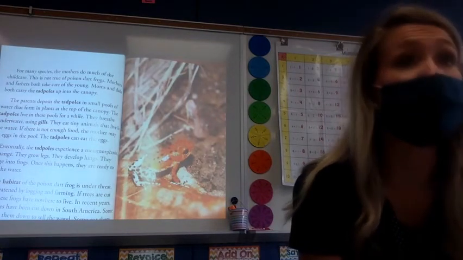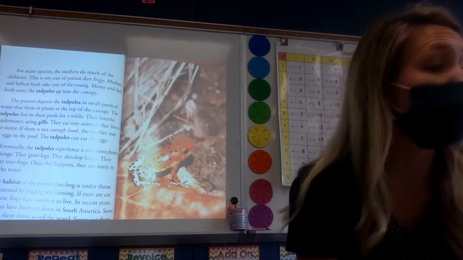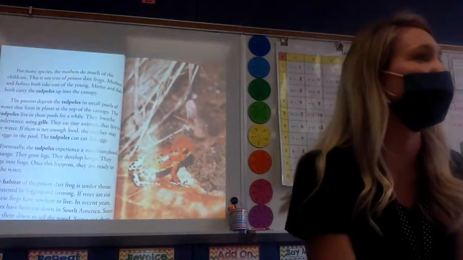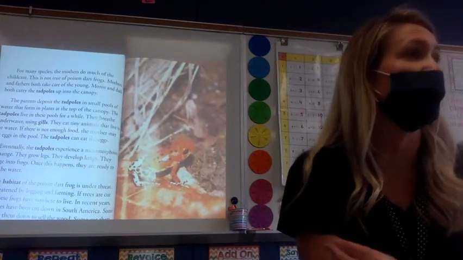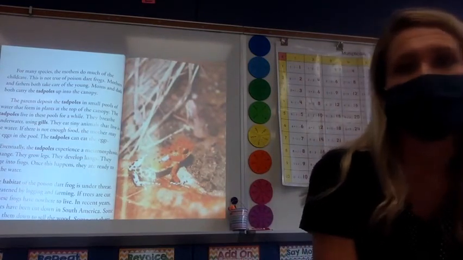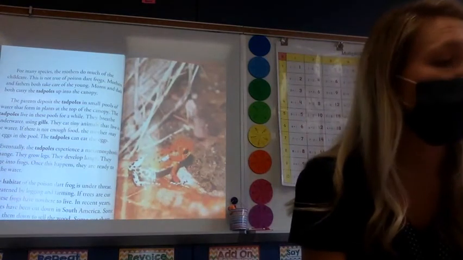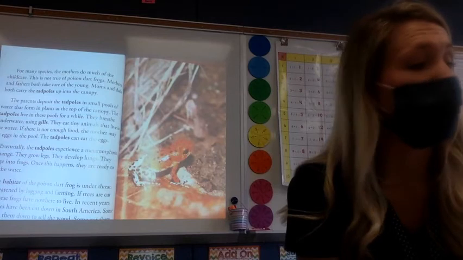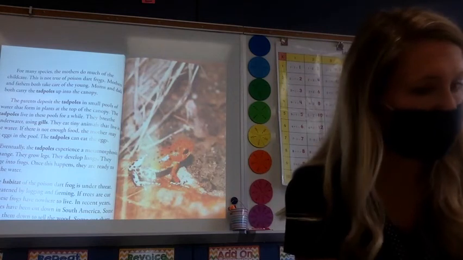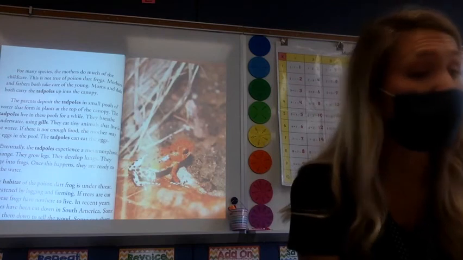If there is not enough food, the mother or father may lay eggs in the pool, and the tadpoles eat the eggs. But that's not a problem, is it? Because they're not fertilized eggs. They're not eggs that are going to turn into tadpoles. It's like a chicken that lays an egg before it's fertilized. We just eat them. They can't ever turn into a chick. Eventually, the tadpoles experience a metamorphosis, or change. They grow legs. They develop lungs. They change into frogs. And once this happens, they're ready to leave the water.